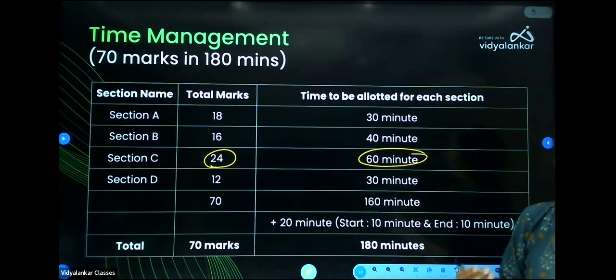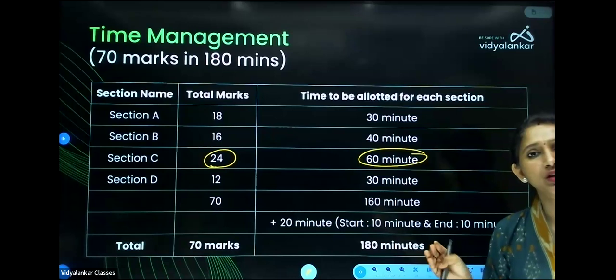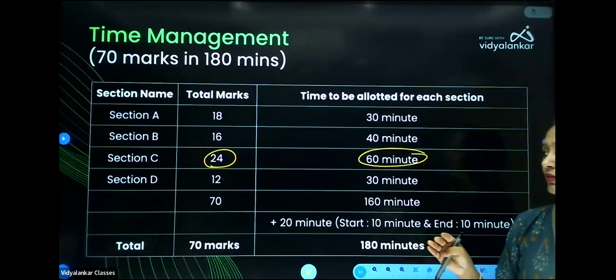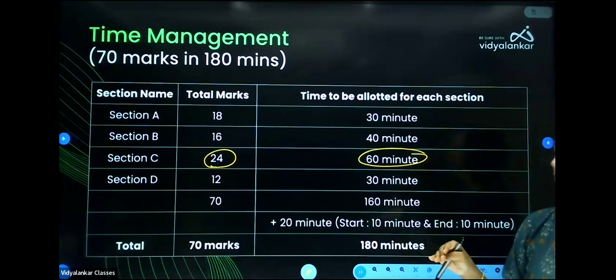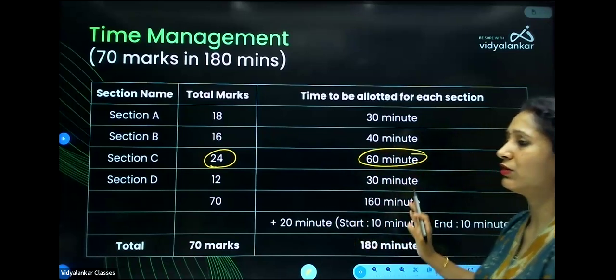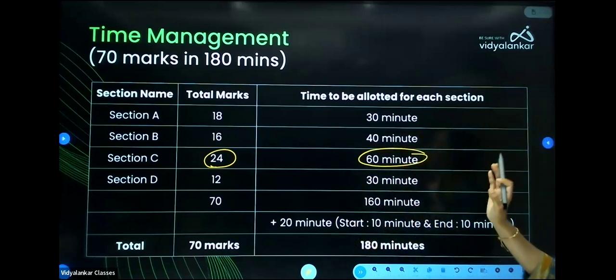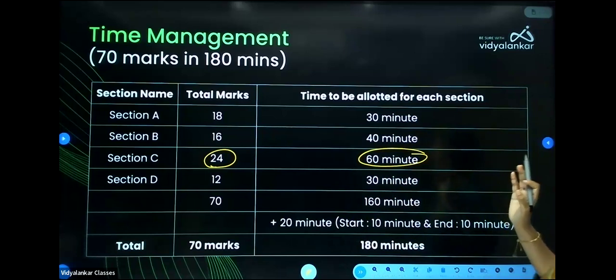Then try to write all the questions which are there in the question paper. This is very important while attempting your paper. So this is the time distribution, the time management to complete your 70 mark paper in 3 hours.